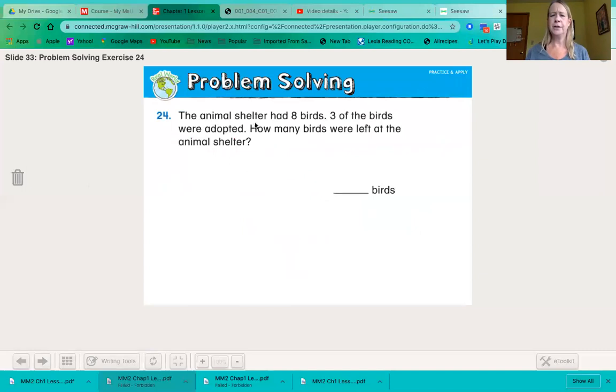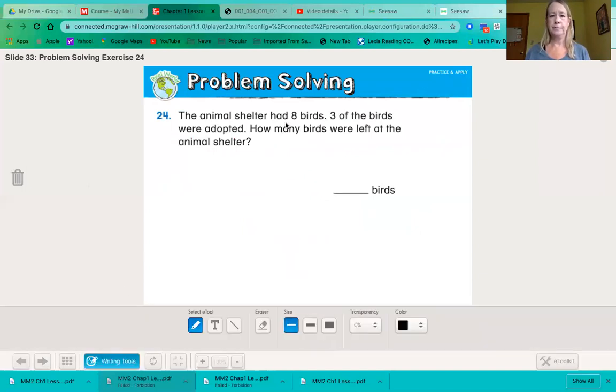The animal shelter had 8 birds. 3 of the birds were adopted. How many birds were left? So that means 8 were at the shelter, and then 3 got adopted. We didn't add 3 more to the shelter. 3 of the birds from the shelter were adopted or taken away.